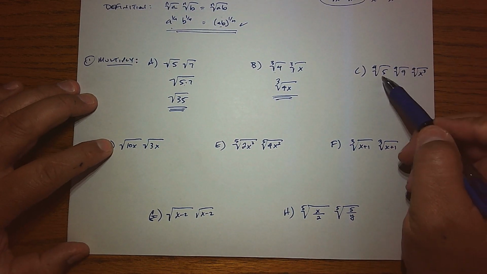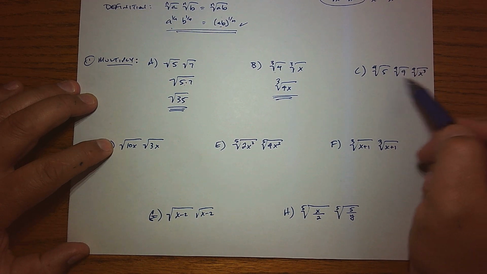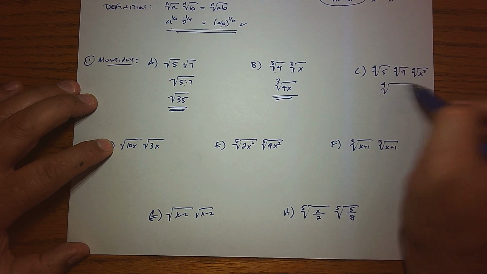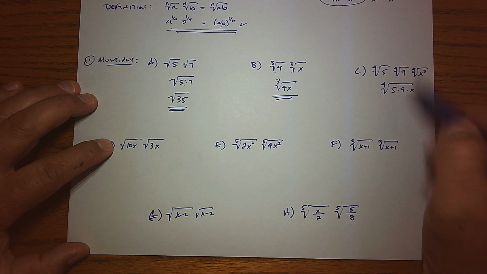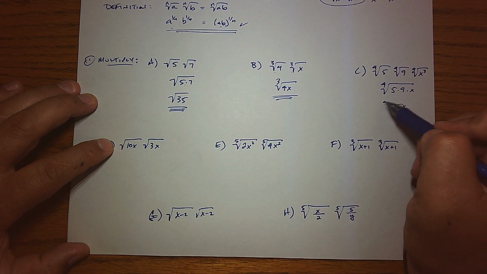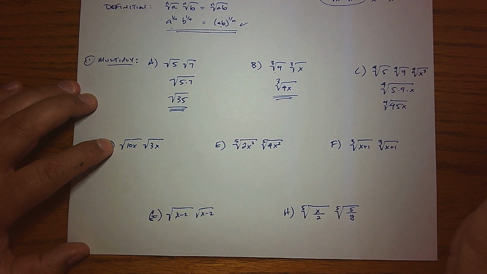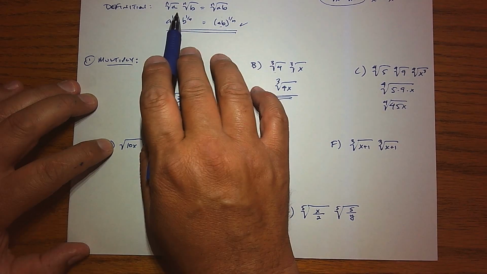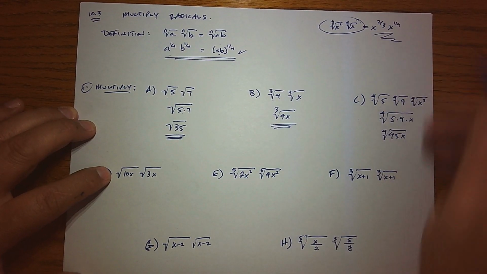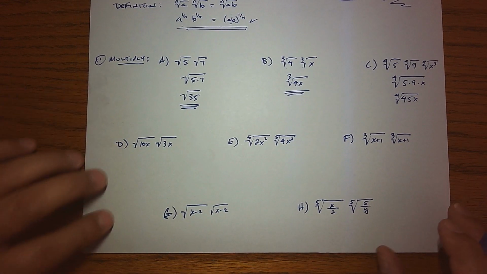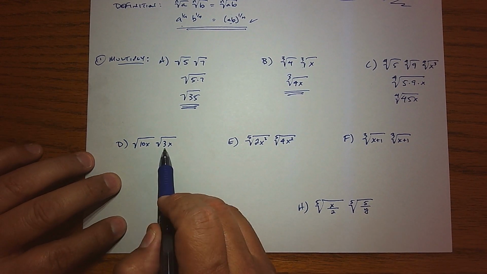Trying to make this hard, what if we have three of them? Well, we're multiplying three radicals. They all have the same index. So we're basically going to keep that index and we're going to multiply all of our radicands together. This can be 45x, and there would be our answer, the fourth root of 45x. So again, relatively easy if we have the same index. If we don't have the same index, then it becomes hard and we need to use other things we've learned before.